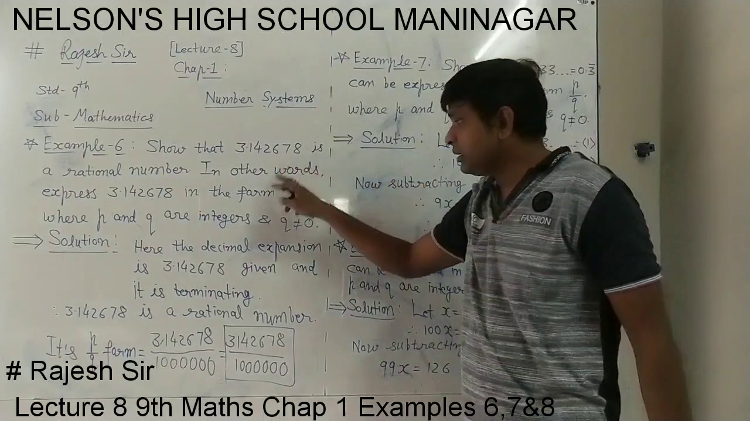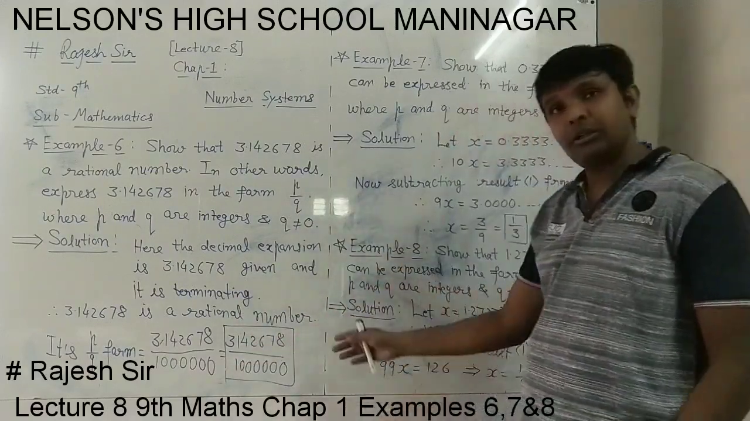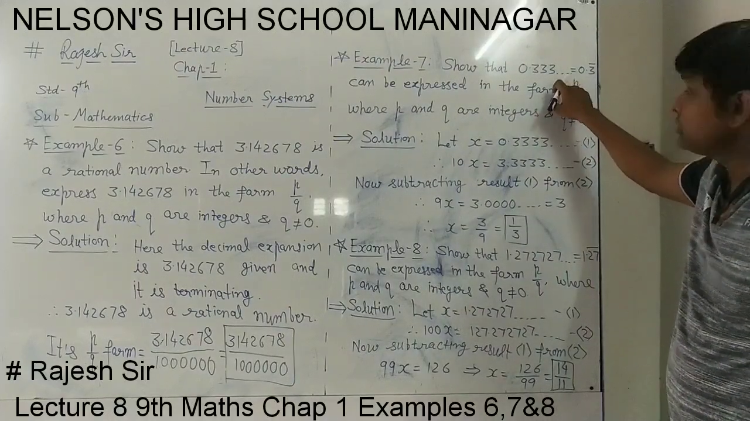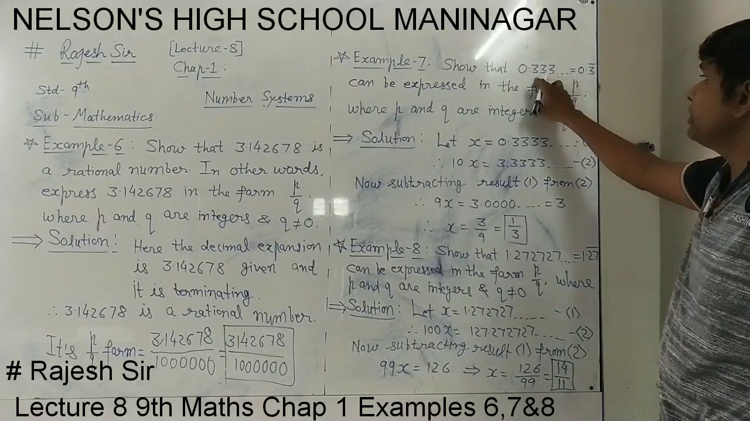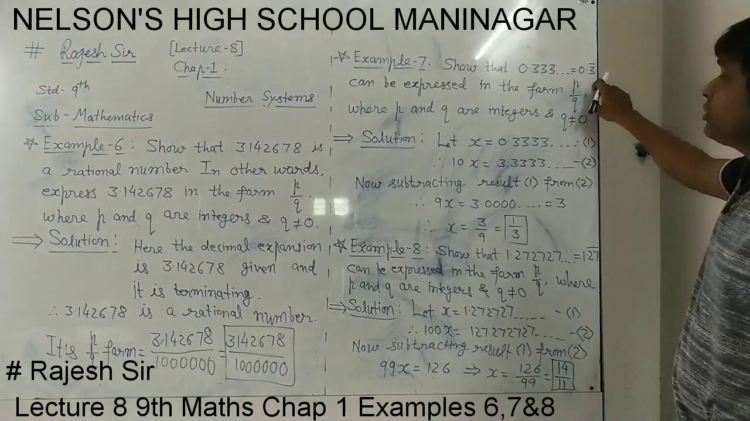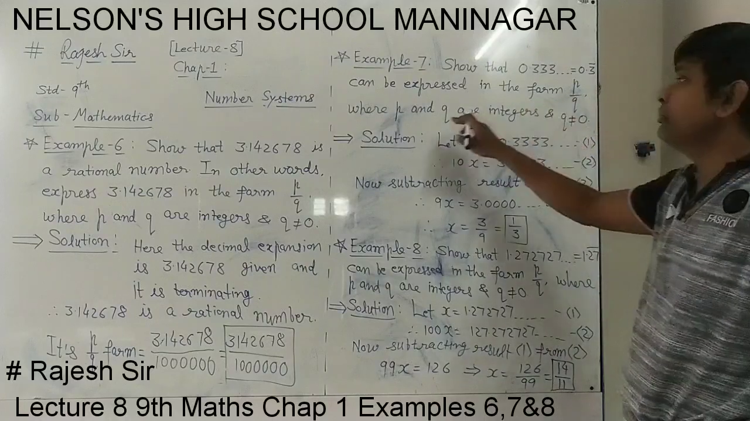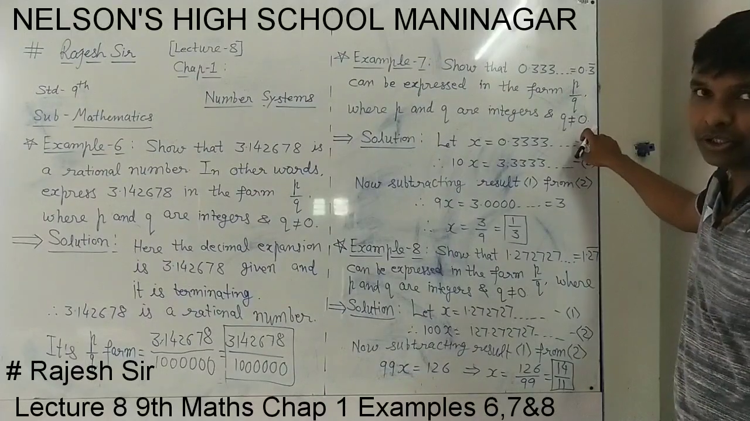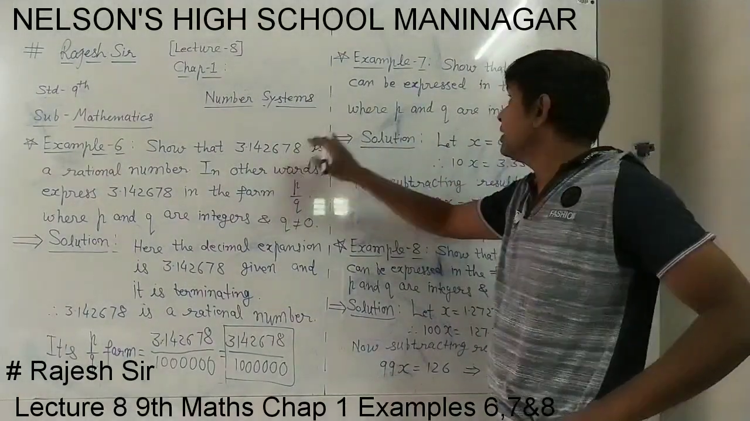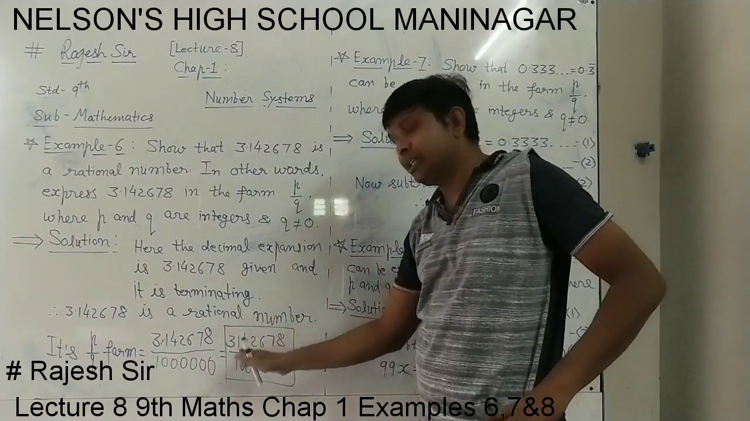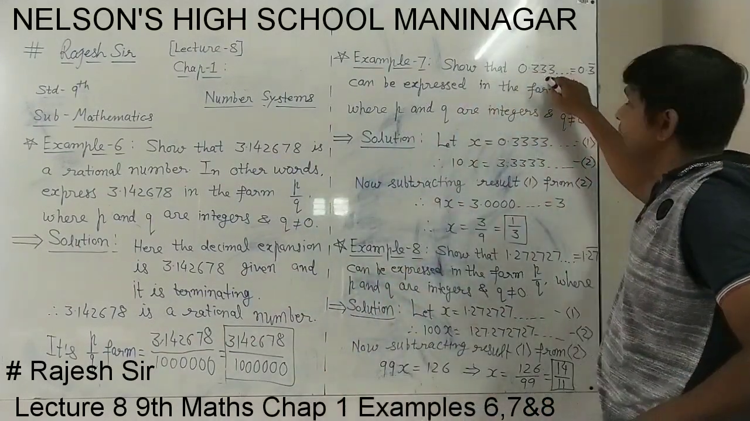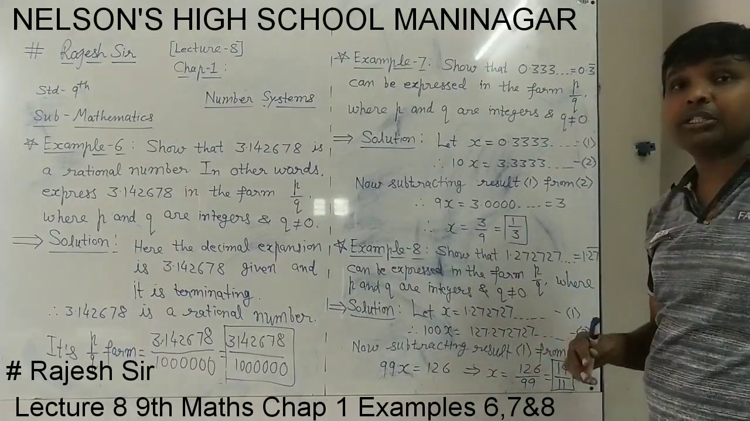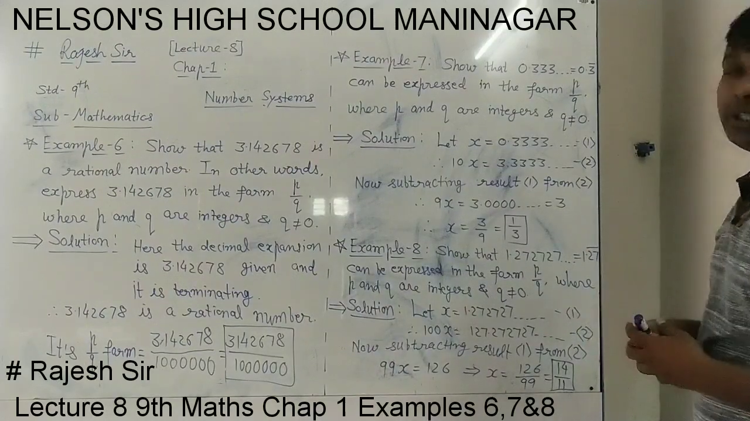Here earlier it was terminating and rational, that also we have shown, and it is in P upon Q form. This one is actually non-terminating because it does not have an end, but it is rational because it is repeating or recurring. So this can also be expressed in P upon Q form, where P and Q are integers with Q not equal to 0, the condition is the same. What is the difference between this number and this number? This is a terminating and rational number, and this is non-terminating but recurring, so it is also a rational number. So how to convert non-terminating rational numbers into P upon Q, that we will understand here.